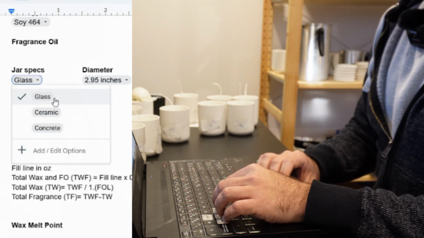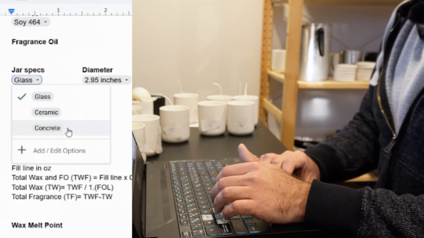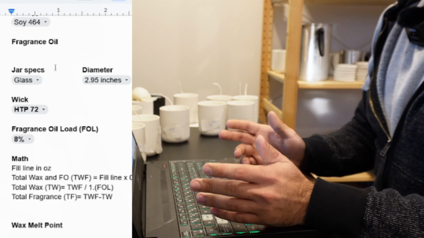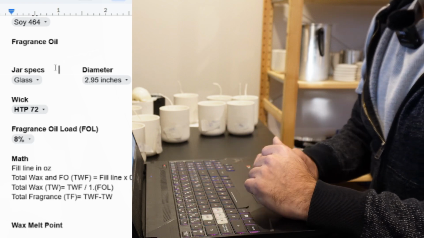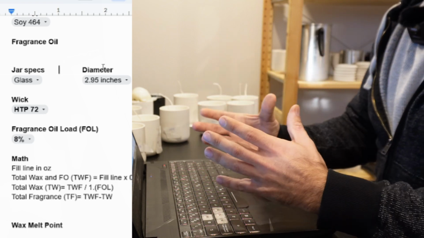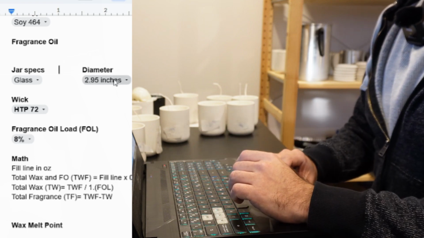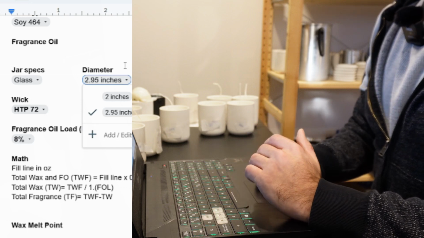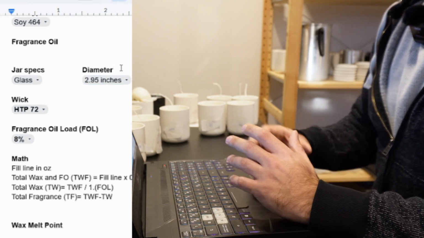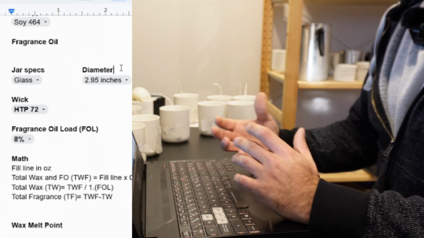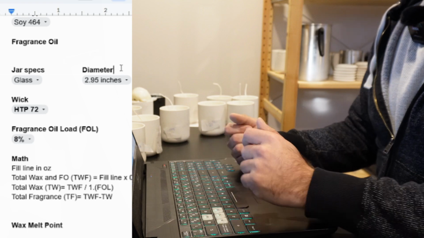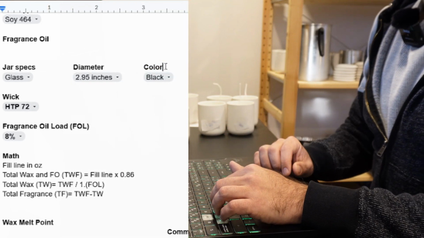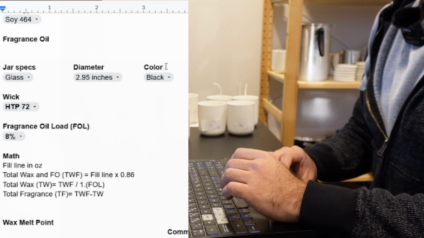Thirdly is the jar specifications. Usually you will see glass, ceramic, and concrete candle jars. Each one of them will have its own pros and cons to the candle making process and to the candle in general. At the end of the day, we'll want to know the diameter of your candle. Smaller ones will need certain wicks, bigger ones will need specific wicks for that. And the color really doesn't matter. I just put it there so that you can be more specific when you're testing something.